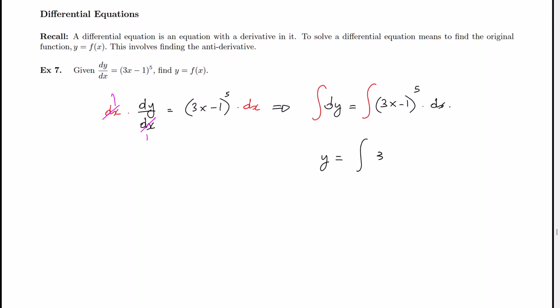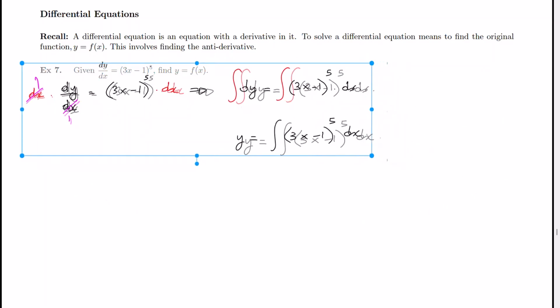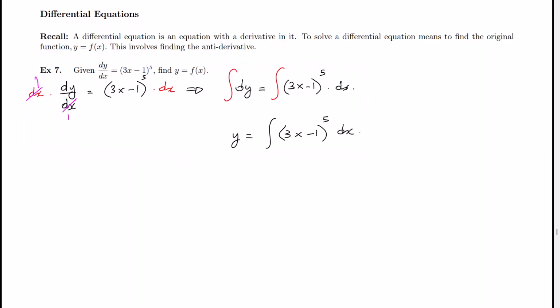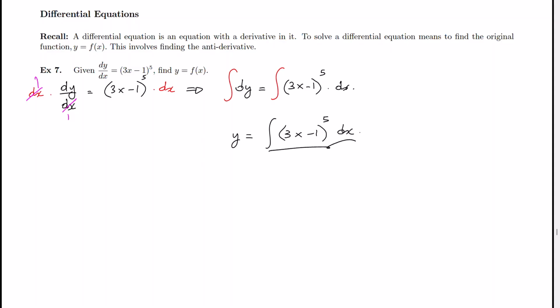And now we are expected to be able to anti-differentiate the opposite side, the 3x minus 1 to the power of 5. So this is basically how the start is different from the other previous problems. But now that you have an integral with the 3x minus 1 to the power of 5, you're just expected to find the antiderivative, and this requires the u substitution. So from this point on, I'm just going to keep writing y equal to, y equal to, y equal to, because that's not going to change. This is the name of the function. We're calling it y. And the only thing that's going to change is what we do on the right-hand side.